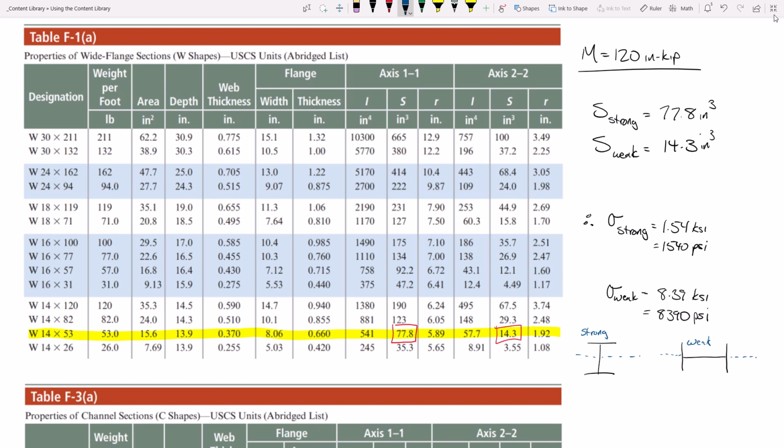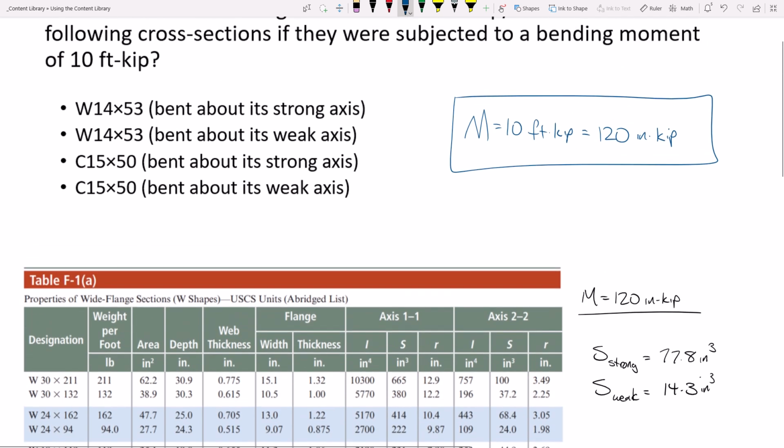Make sense? Okay. One real quick addendum to this, and then we're going to call it, because I know you all have dynamics to get to. C15 by 50. We're going to take the C15 by 50, bend it about its strong axis, and bend it about its weak axis.